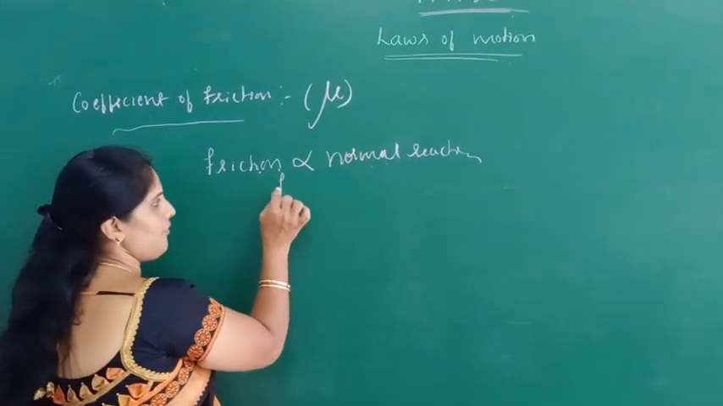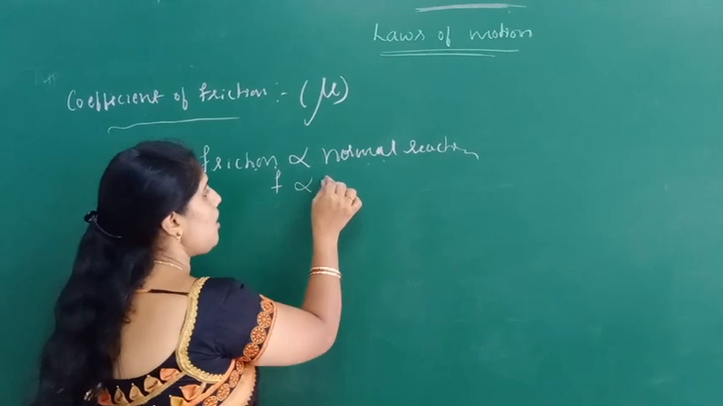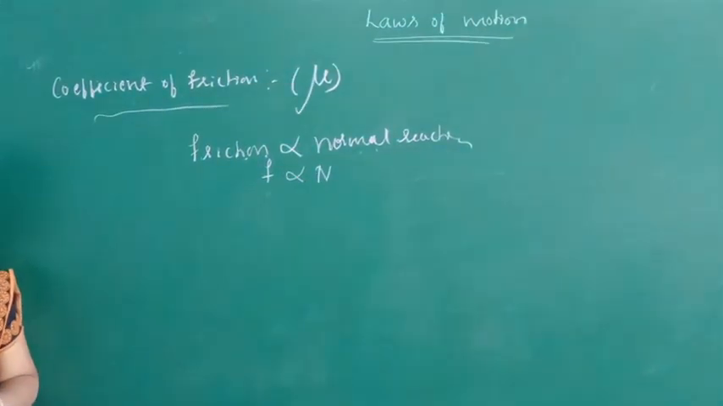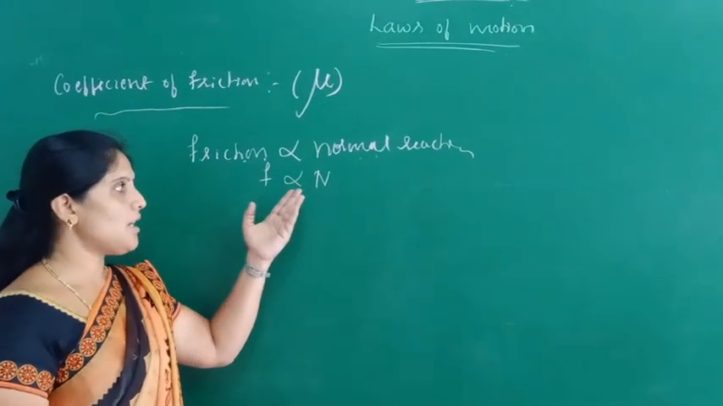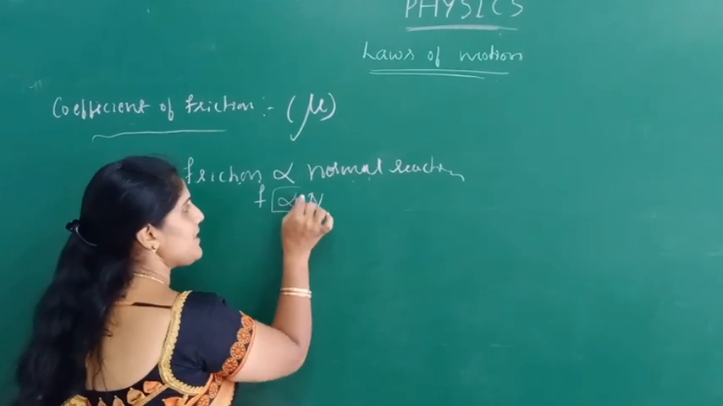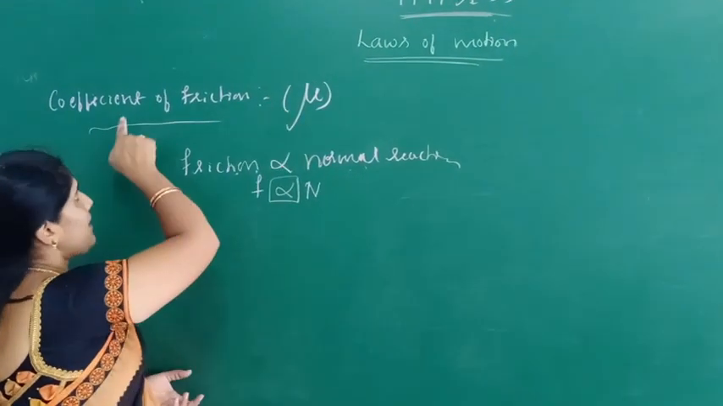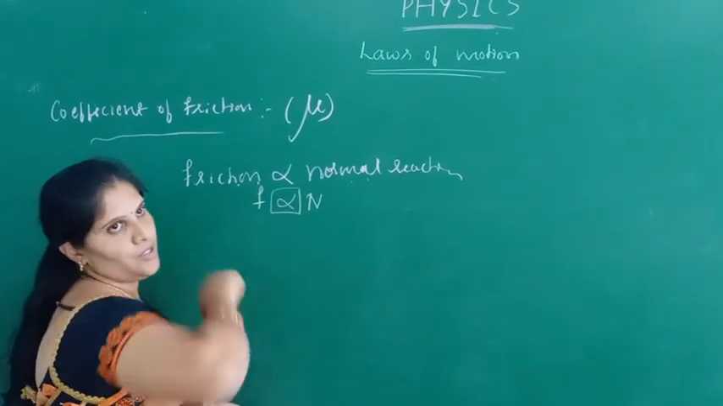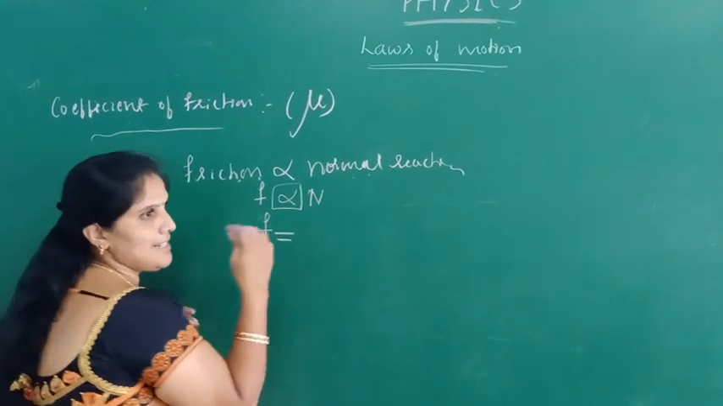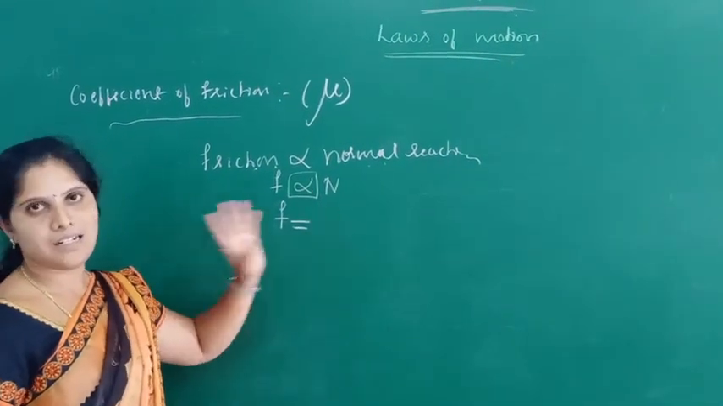That is, F, friction is denoted by F. So F is directly proportional to R or N. Friction is directly proportional to normal reaction. So to remove this proportionality sign, we put a constant. That constant is known as coefficient of friction. So F is equal to, to remove the proportionality sign we take equals and a constant.